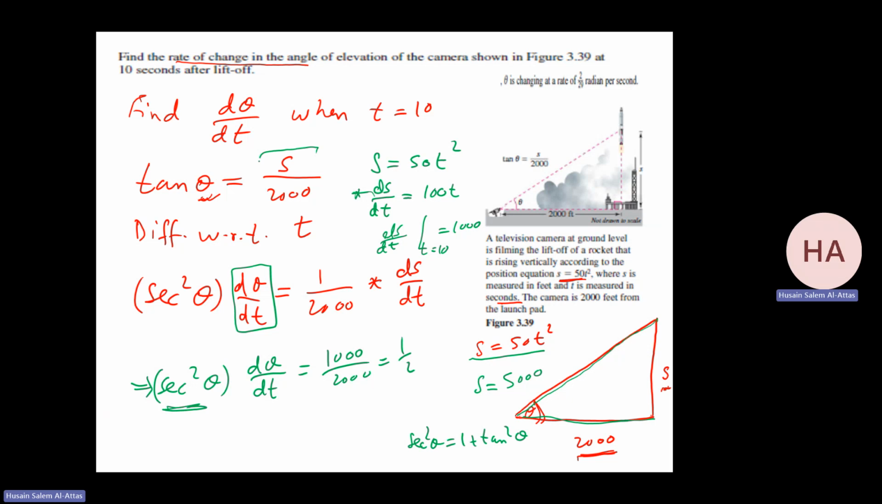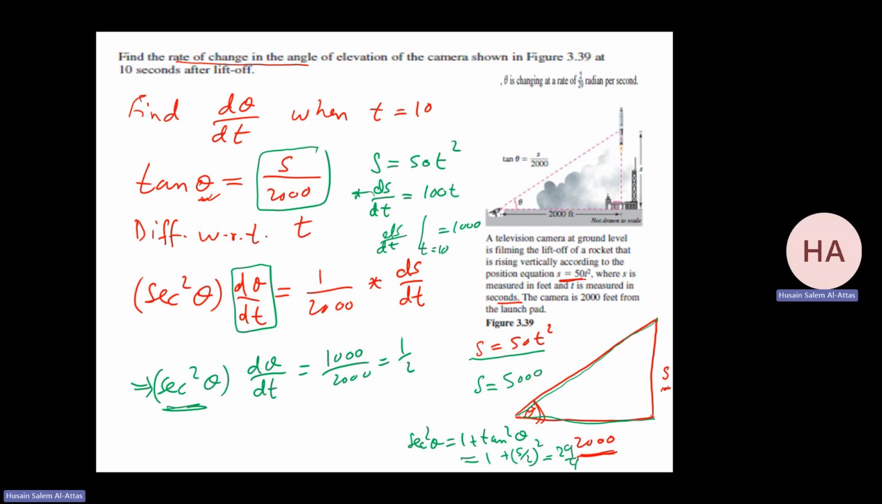And tan is this one. So tan is 5000 over 2000, which is 5 over 2. So that will be 1 plus 5 over 2 squared. And that equals what? Yeah, 5 over 2 squared is 25 over 4. That will be 29 over 4.